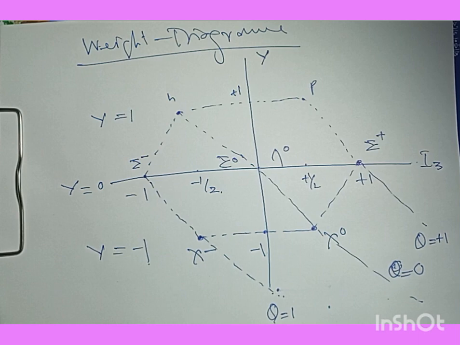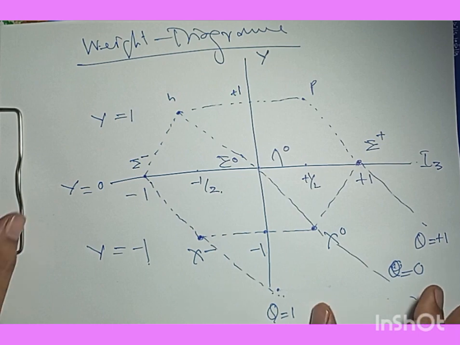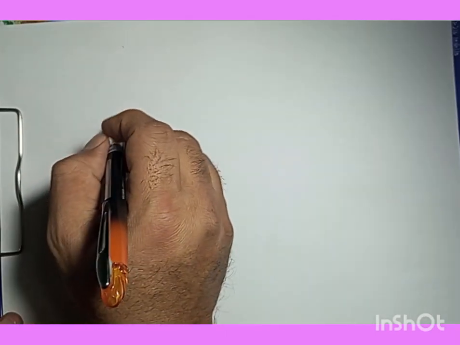In a similar way, we would like to draw the weight diagram for mesons. But before drawing that diagram, let's go with the tabular form of this.